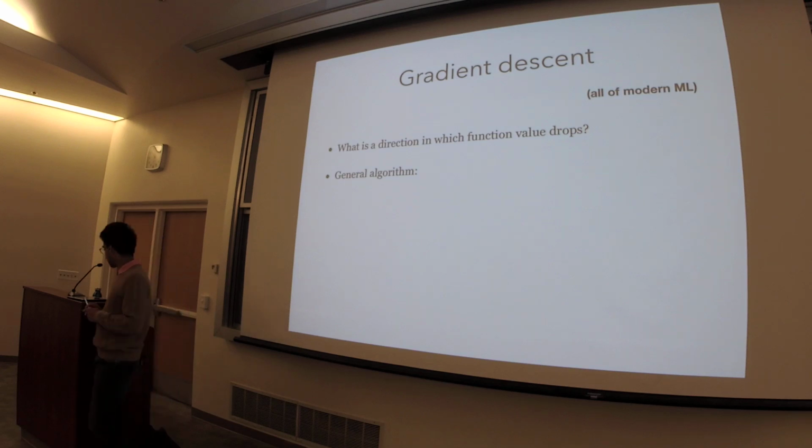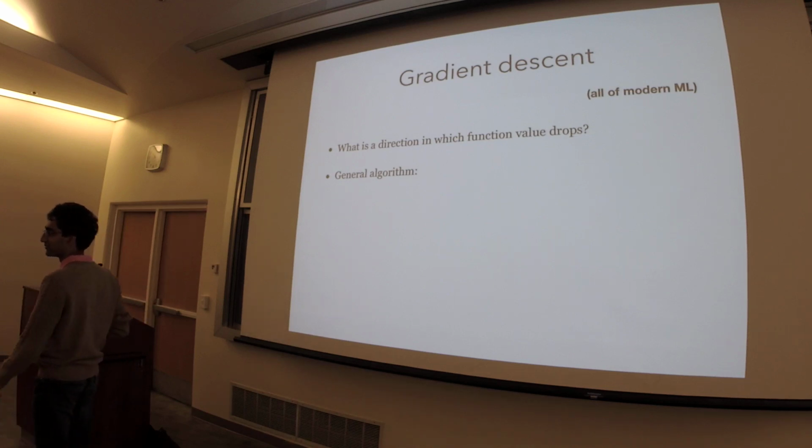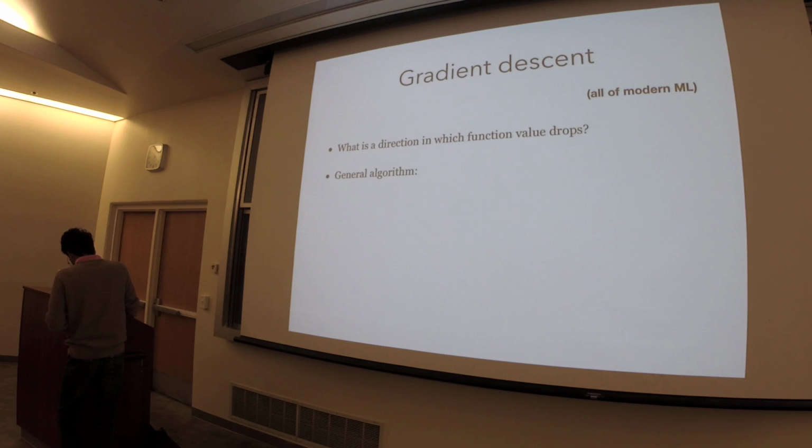All right, so that's the idea behind gradient descent. So the general algorithm, I just want to state it because it's basically all of modern ML. You start off with some x0, and at every point update x_{t+1} = x_t minus eta times the gradient of f at x_t.